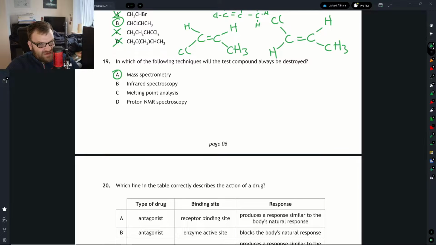That doesn't necessarily mean it's going to destroy it. If you melt something, you can just cool it down, then it will re-solidify. Depends if your product is likely to decompose at high temperatures, so it might. It doesn't always do it. In proton NMR, you're looking at the hydrogen environments. Again, it's not going to be destructive compared to A, which would be our correct answer.